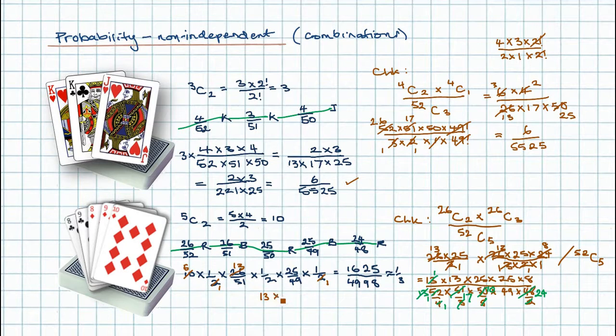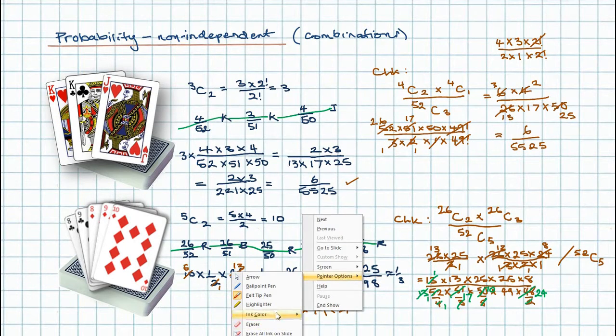13 times 25 times 25 times 8 divided by, now that all cancelled there, we have 17 here. What have we got here? We have 10, so 5 into 50 goes 10, so we've got a 10 here. And we've got 49. And finally 24. So a little bit more cancelling that we can do here.